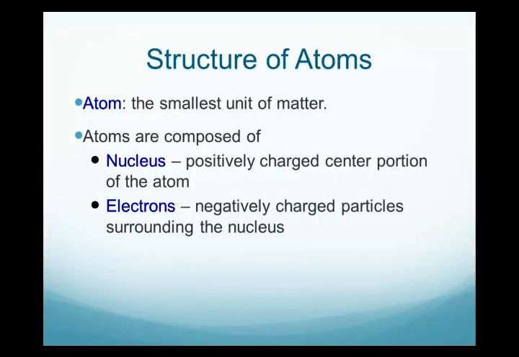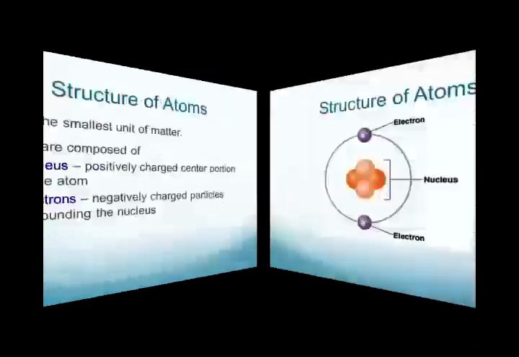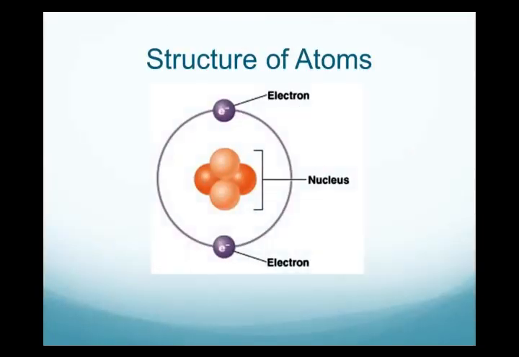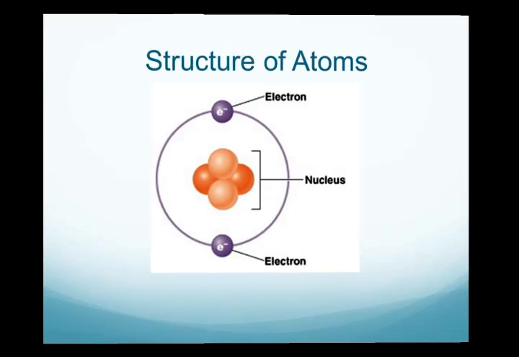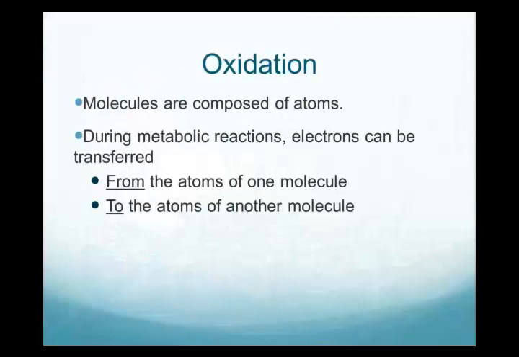Let's understand the function of these antioxidants and why they're so important to us. First, let's talk about the atom. An atom is the smallest unit of matter, right? They're composed of a nucleus and electrons. If we want to look at a graphic representation, we have our nucleus with the electrons spinning around it. The electrons are usually in pairs, and molecules are made up of these atoms. And so during metabolic reactions, these electrons can be transferred from the atoms of one molecule to the atoms of another.